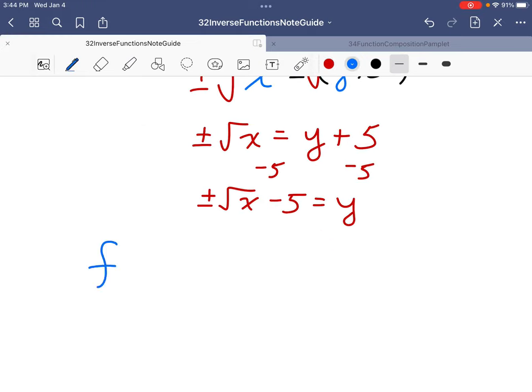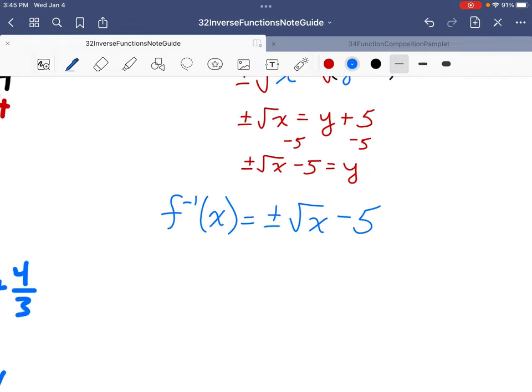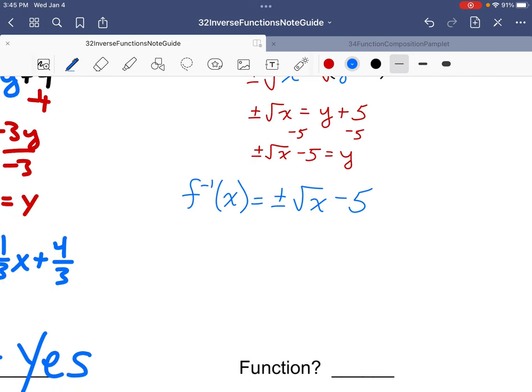And since that's equal to y, that's going to be my inverse. I'm going to label it as the inverse. I'm going to use the notation. So I get the inverse equaling plus or minus the square root of x minus 5.